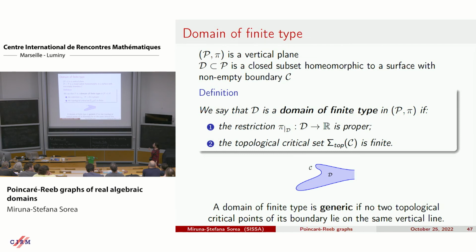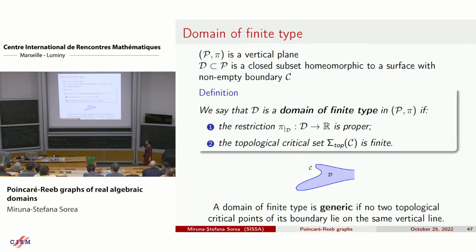And the most general setting we found for which we could construct Poincaré-Reeb graphs is what we call a domain of finite type in a vertical plane. By definition, a closed subset homeomorphic to a surface bounded by a curve is a domain of finite type in a vertical plane if there are two conditions. The restriction of the projection to the domain has to be proper, and there are finitely many topological critical points. So here we have an example of such a thing.